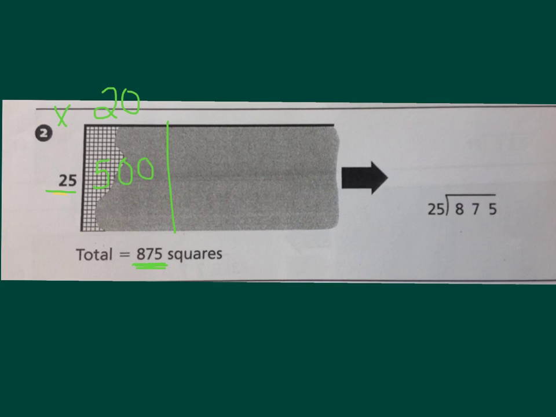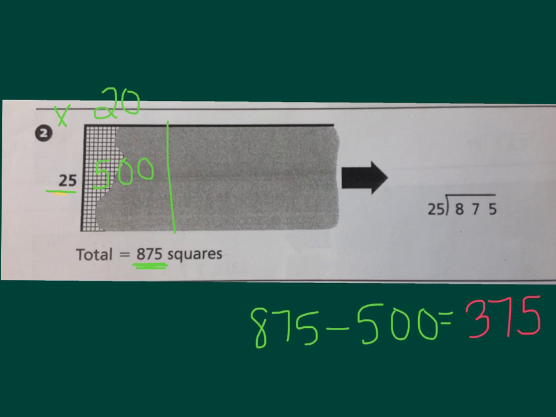Great, so how many do I have left? Well, to figure that out, I would take 875 and I would subtract the 500 from it. How much would I be left with? Great, I would be left with 375. All right, well, I know that 25 times 20 is 500.